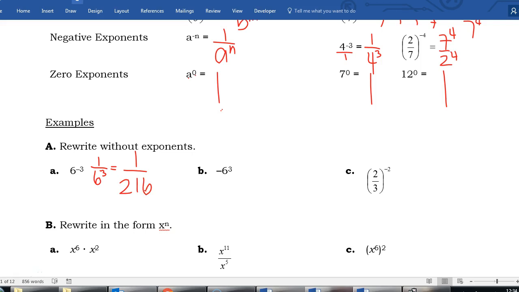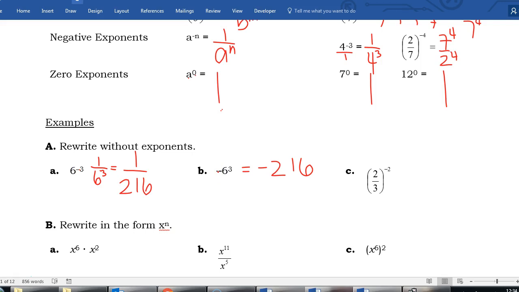Next one says negative 6 to the third. That's really the same as negative 6 times negative 6 times negative 6. And I just wanted to illustrate the difference between a negative in the exponent versus a negative coefficient.